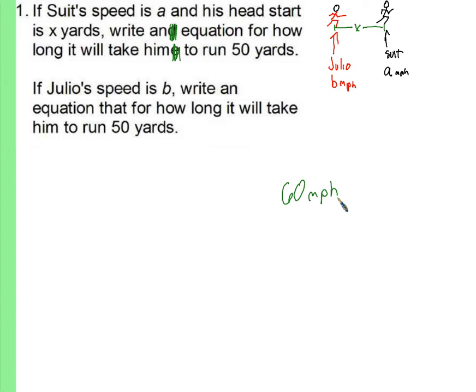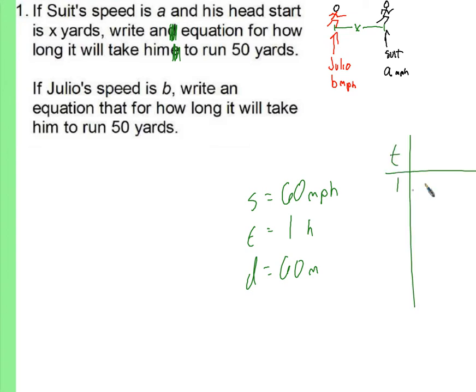Okay. So driving 60 miles an hour for 1 hour. How far have you gone? 60 miles. Okay. So our speed equals this. Our time is 1, and so our distance is 60. How about after 2 hours? 120. After 3 hours? 180. How about after 12 hours?